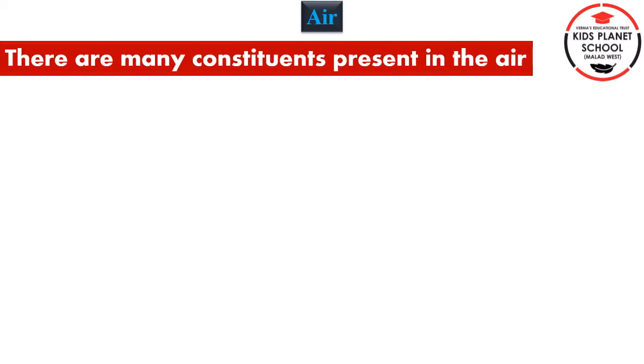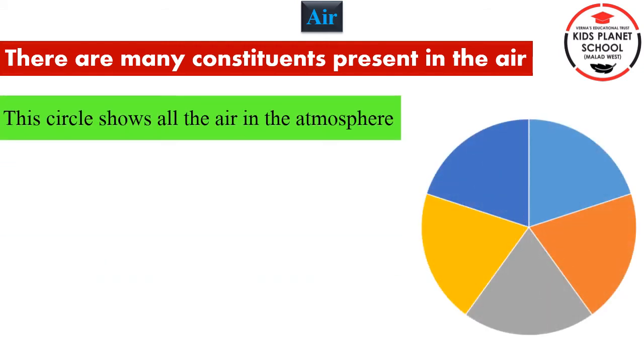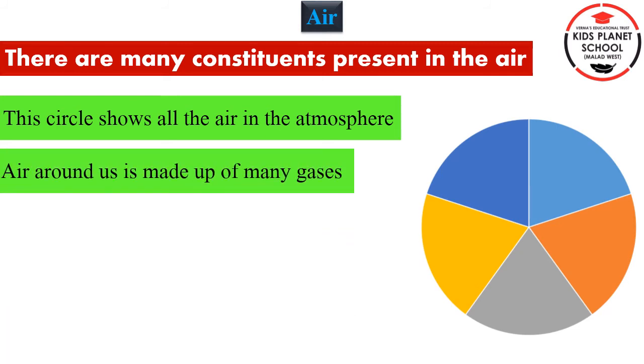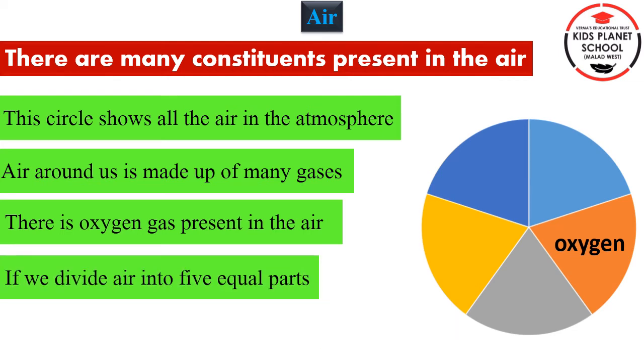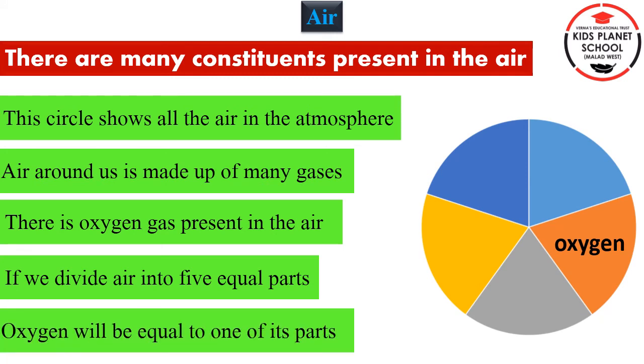There are many constituents present in the air. The circle shows all the air in the atmosphere. Air around us has many gases. There is oxygen gas present in the air. This is one of the most important gases present in the air. If we divide air into 5 equal parts, then 1 part of it will be equal to oxygen.